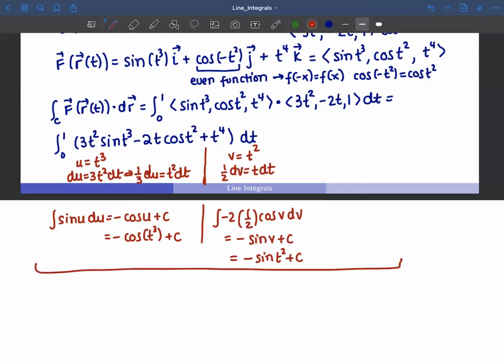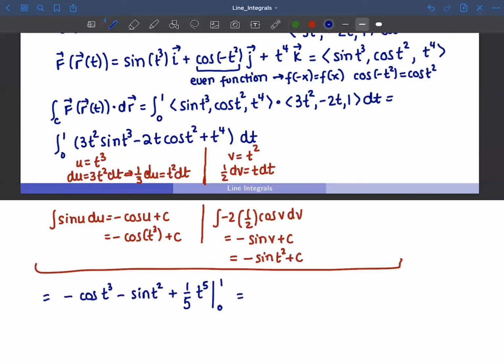So with these two substitutions, we go back to the integral from 0 up to 1. Since we have already done the substitution, we can go directly and say that we have negative cosine t to the third for the first term, minus sine t to the square for the second term. And then we have the integral of t to the fourth dt, which will give us 1/5 t to the fifth. And we evaluate that between 0 and 1.